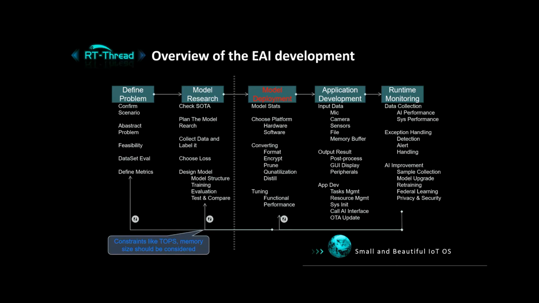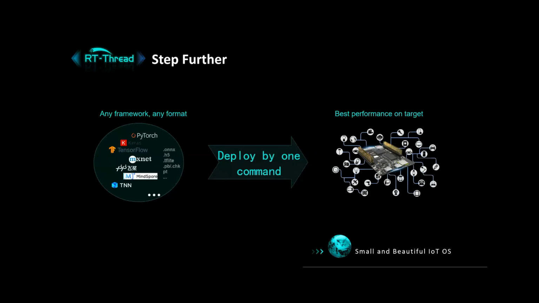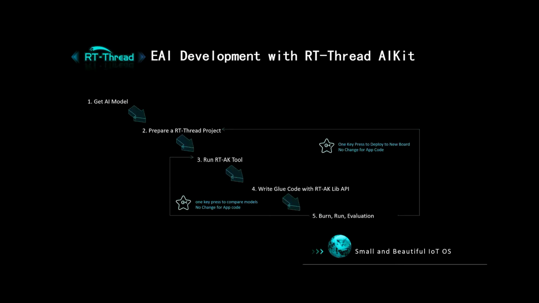If we can create a tool to solve this problem, it should look like this. We can step further from an AI library to provide a toolkit, which provides one command which runs on our computer. When I have a model trained by my favorite framework in my favorite file format, this command can convert it and put it into an ArtistThread project. An even better part is that it not only puts the model properly into the ArtistThread project, it runs fast on that target device. It runs at best performance on that target. That will make things just perfect. With this idea, we created ArtistThread AIKit.